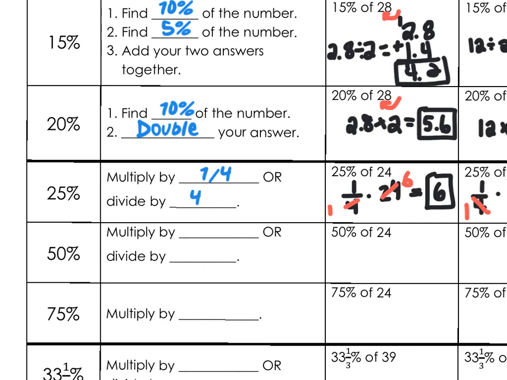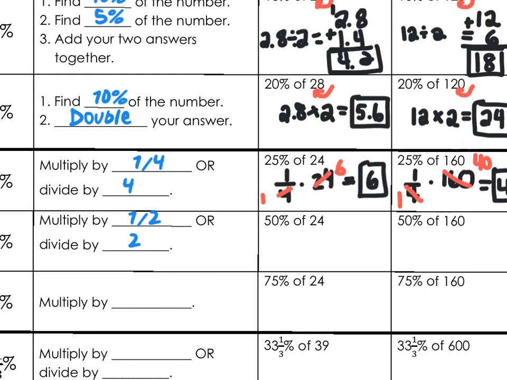And then the 50% rule is probably the easiest because 50% is half of 100. The rule is you multiply by half or divide by 2. So write those in there, and then let's just do 50% of 24. You could just divide that by 2. So 24 divided by 2, okay? I'll do it the division way. That's 12. 50% of 24 is 12.